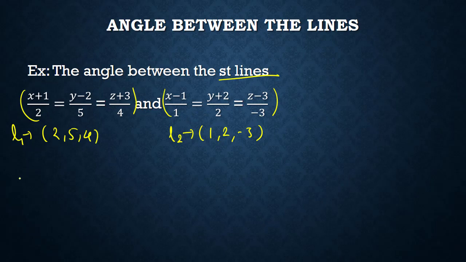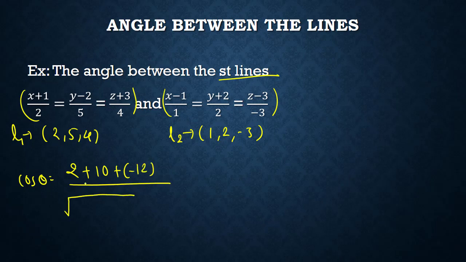So what is the angle between them? You know that in the form of direction ratio, a1 a2 means 2 into 1, it is 2, plus b1 b2, 5 into 2 is 10, plus c1 c2, 4 into -3 is -12, divided by root of a1 square plus b1 square plus c1 square, which is 4 plus 25 plus 16, times root of 1 plus 4 plus 9. If you open this you will get 2 plus 10 minus 12, which is going to be 0.